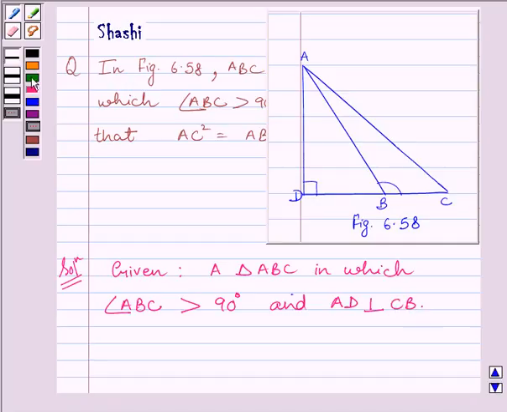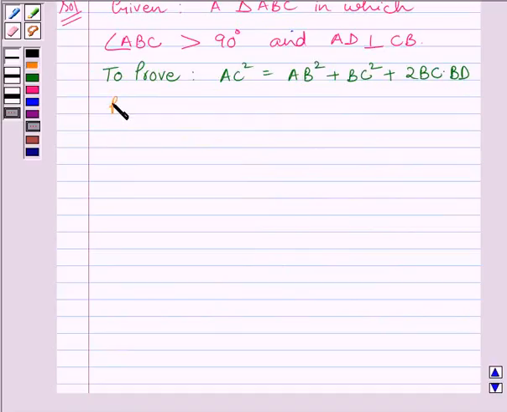Now, we have to prove AC square is equal to AB square plus BC square plus 2BC BD. Let us start the proof now.